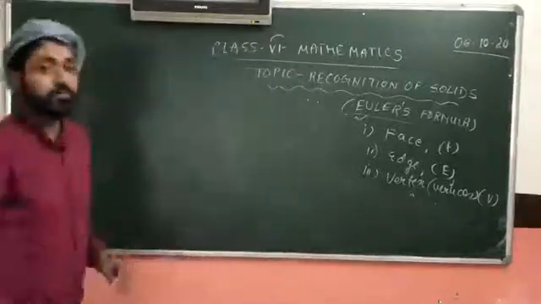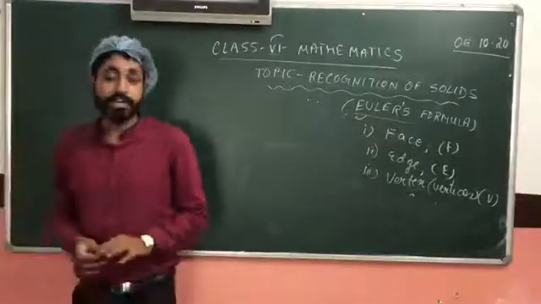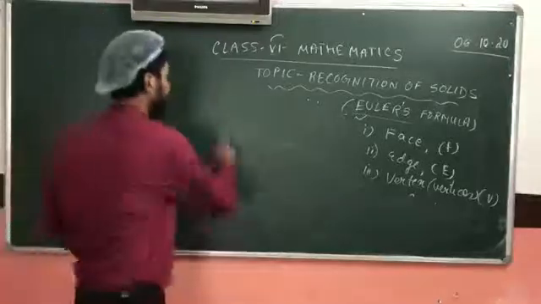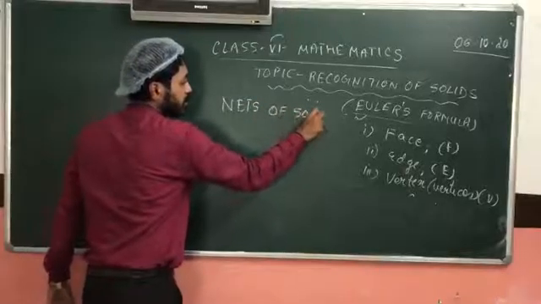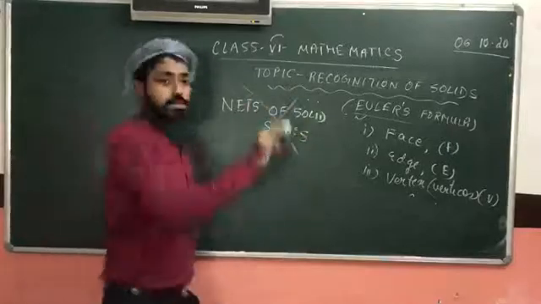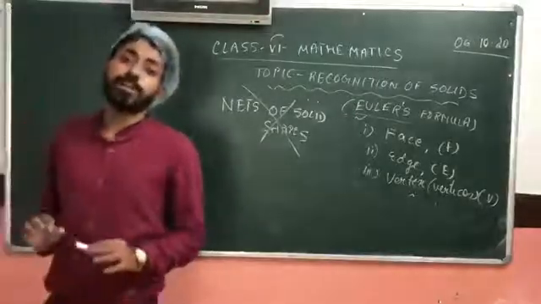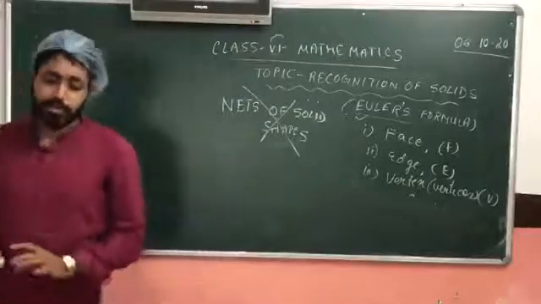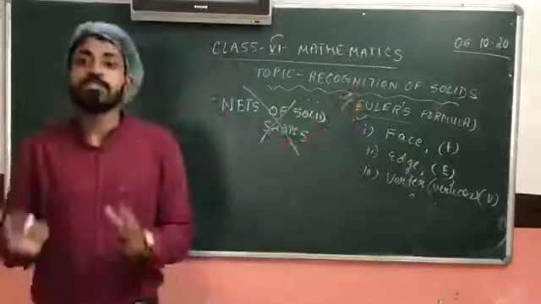Just Euler's formula. Now if you turn to your next pages, on page number 294 after exercise 22.1, you will find something called nets of solid shapes. Nets of solid shapes is not in your syllabus. You will only have up to exercise 22.1. That also will not have much. You may do exercise 22.1; just Euler's formula is there in the chapter recognition of solids.